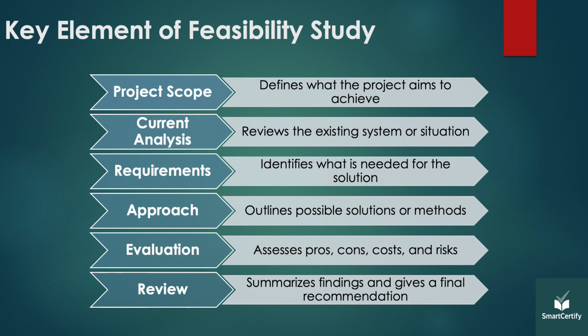First is project scope. This is where we clearly define the problem or the opportunity we're addressing. For example, the goal might be to reduce manual invoice processing time by 50%. The scope sets the boundaries, what's in, what's out, and gives everyone a shared understanding of the objective.